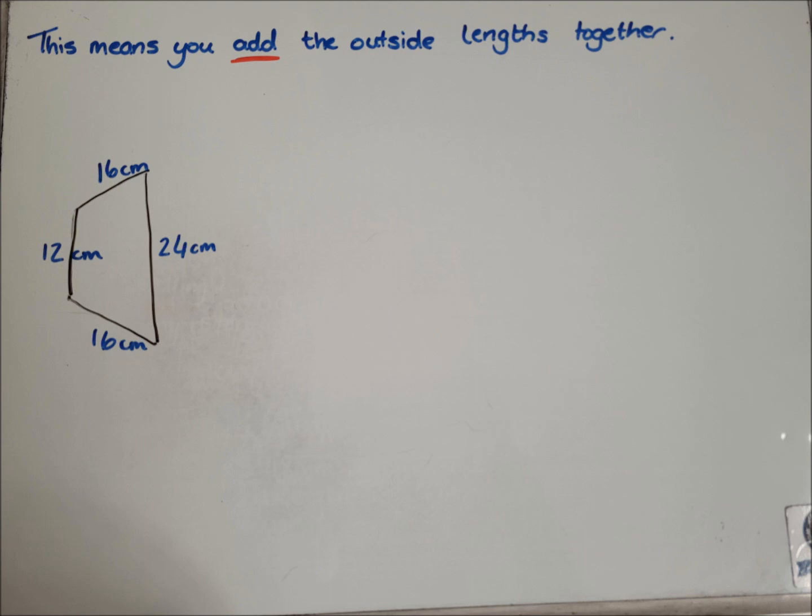So for example, if I had this shape here and I have got all the lengths of the different sides there, so I've got 16 centimetres, 24 centimetres, 16 centimetres and 12 centimetres. I need to add them up to find the perimeter.